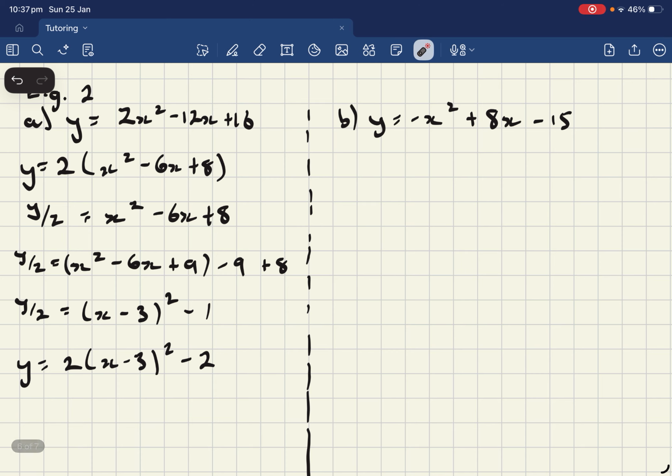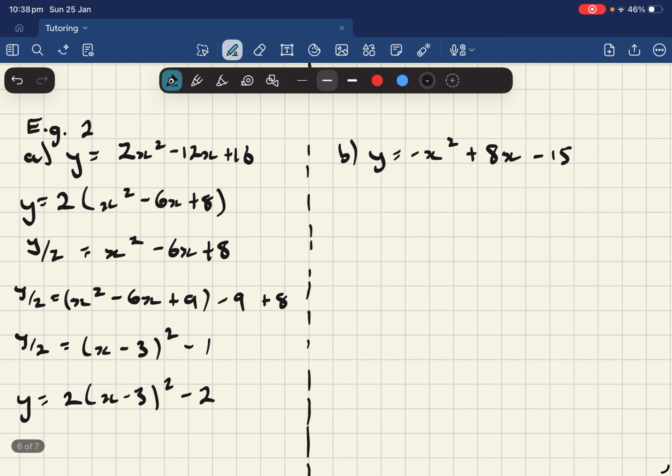Alternatively, if you want, you can just leave the 2 here and just work with this bracket, and then you'll eventually get to the same thing. But this process is a bit easier because we just get the 2 over here for now, work with our monic really easily, and then we just multiply it back to both of those terms right at the very end.